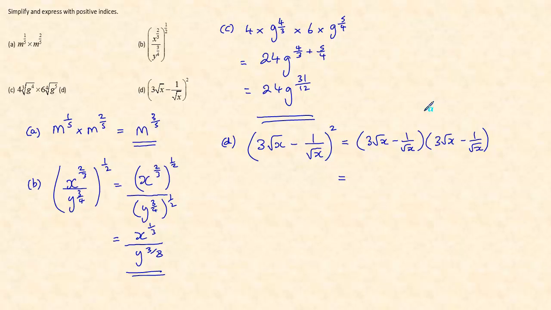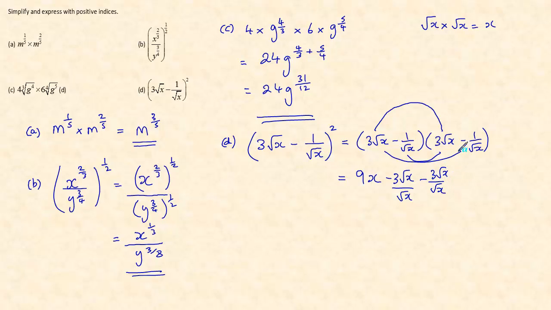So if we expand out now, this is going to give us 9, and remember the very definition of a square root is that root x times root x must be equal to x, so that's just going to be 9x. Now here we're going to get take away 3 root x over root x, and we'll get the same here. And then finally we've got this one here which will give us plus.